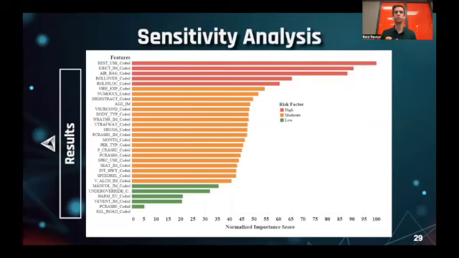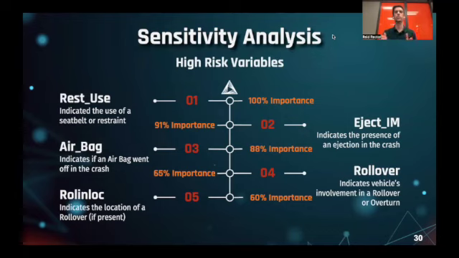Now let's tackle the results of the sensitivity analysis. As seen in this graph, you can see all of our different factors grouped in factors of importance based on high risk, seen in red, moderate risk, seen in orange, and low risk, seen in green. And here are the high risk variables in terms of order. The most high risk variable and the most important variable is the use of a seatbelt or a restraint.